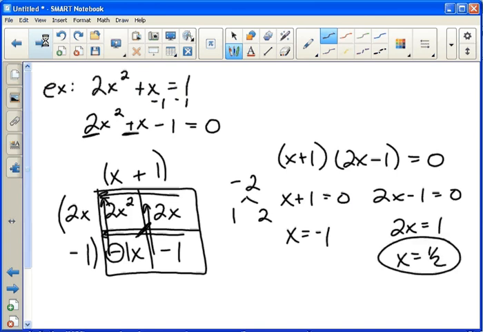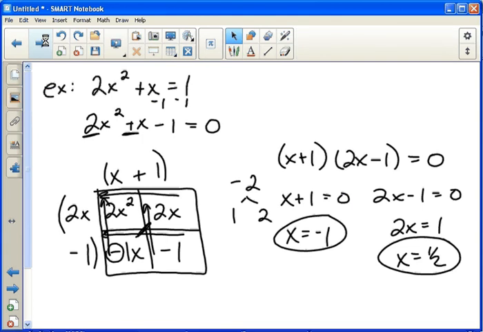If you need practice with factoring, obviously do any homework I might assign you. Other than that, on page 128 in your book, there's lots of practice there.